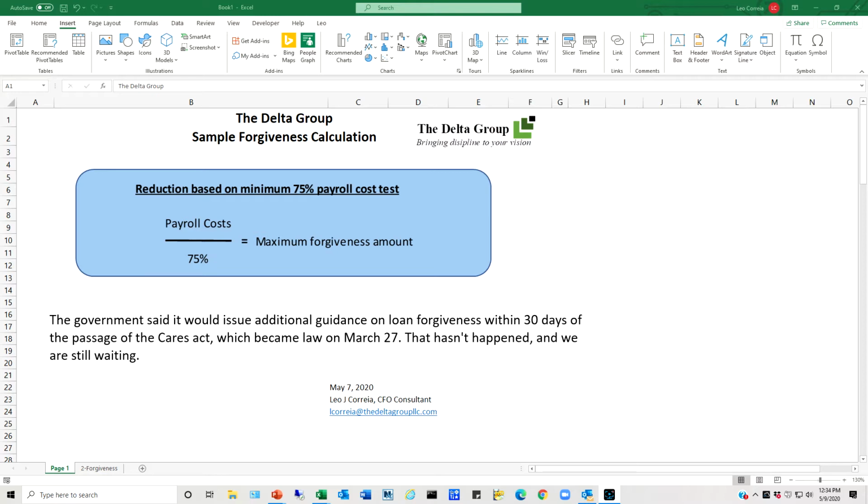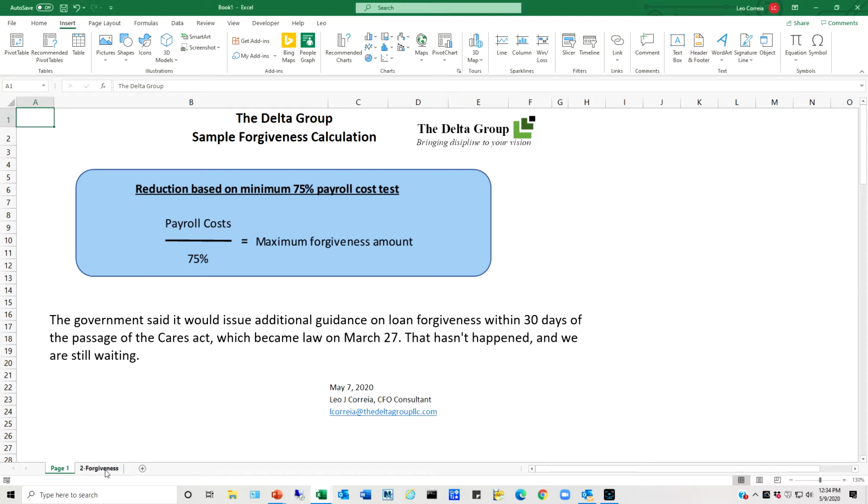And just to note that the government said it would issue additional guidance on these calculations within 30 days of the date in which the CARES Act became law, which was March 27th, and it hasn't happened yet. It was supposed to happen by April 26th. So let's look at what we do know for the calculation, and let's see how this works.